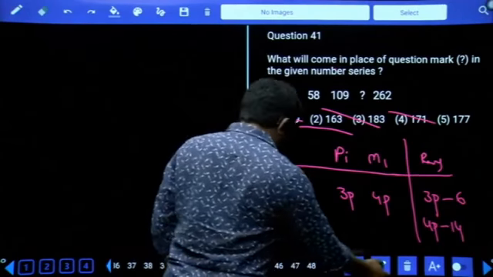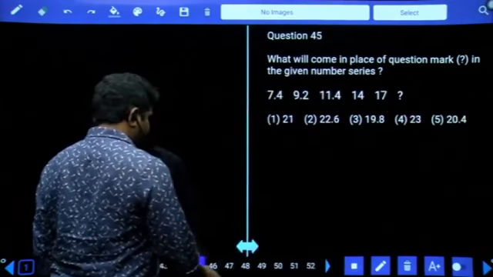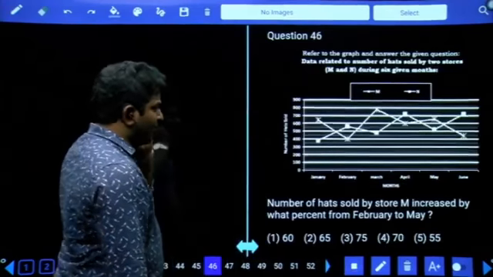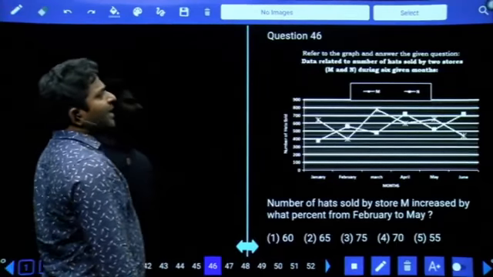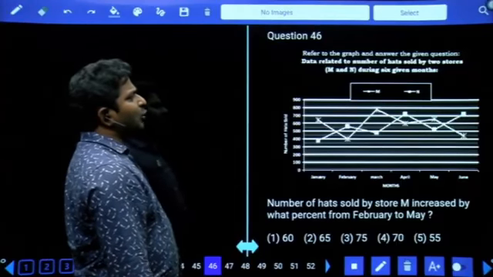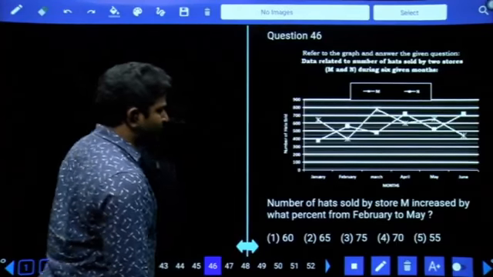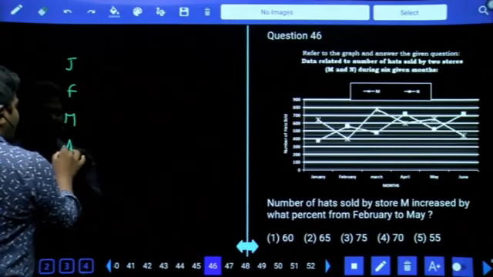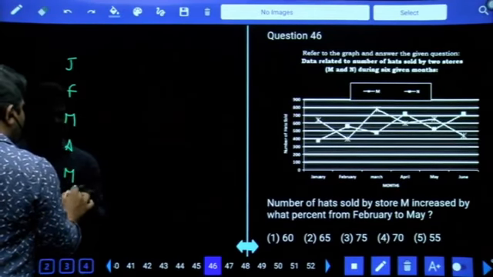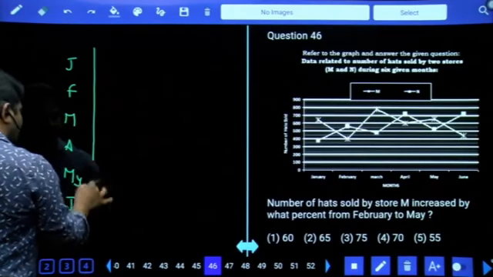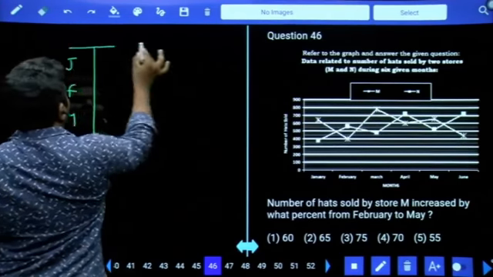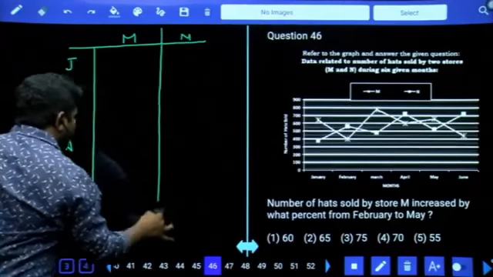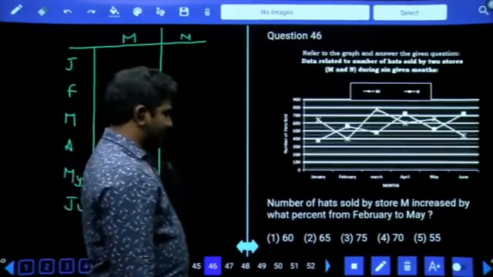Now these were number series from 41 to 45. Let's start from 46 onwards. So here, data related to the number of hats sold by 2 stores M, N during 6 months: January, February, March, April, May, and then June. Now we have stores M and then N. Let us start with M.